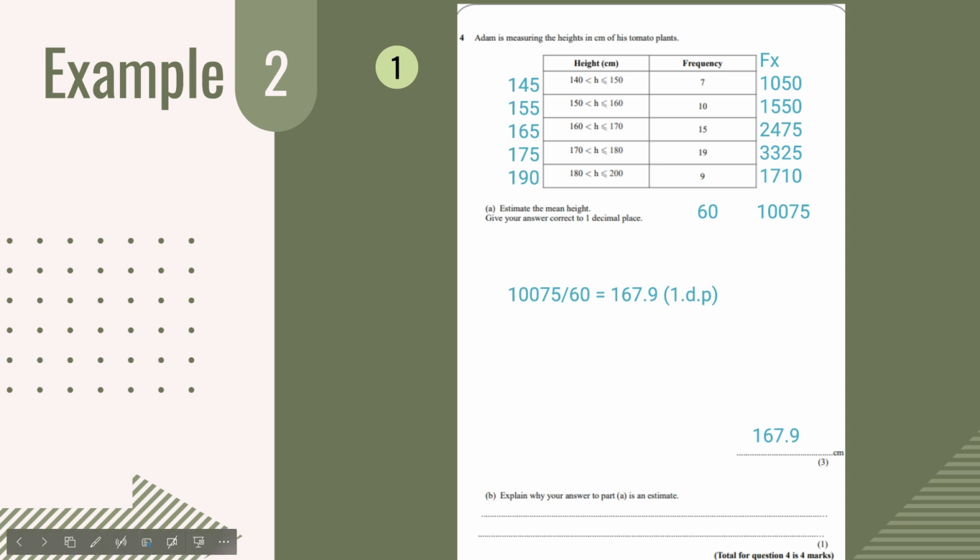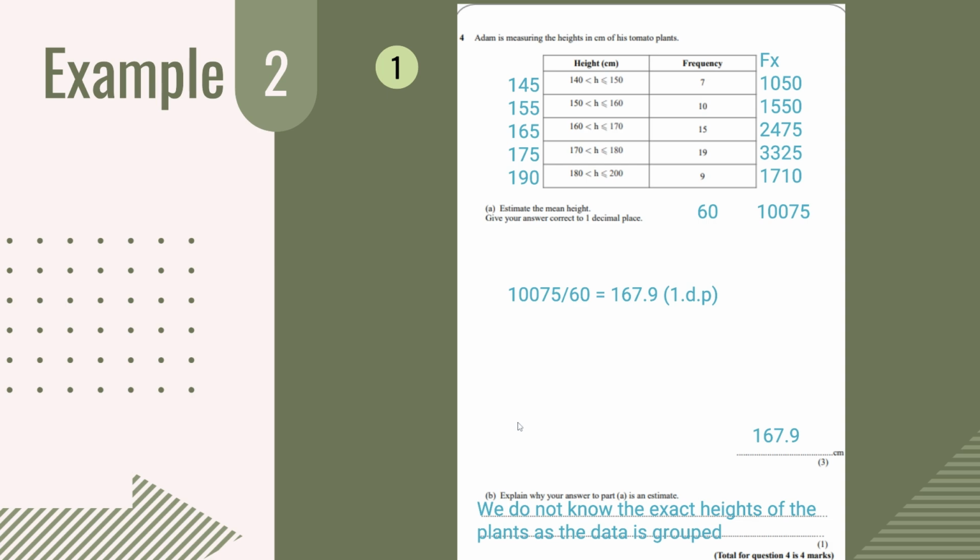Part B of the question asks us to explain why our answer to part A is an estimate. And the reason for this is we don't know the exact heights of the plants as the data is grouped. As we are using class intervals, we don't know the exact height in centimetres of the tomato plant. We only know the range it could be in. So we simply state that we don't know the exact heights.